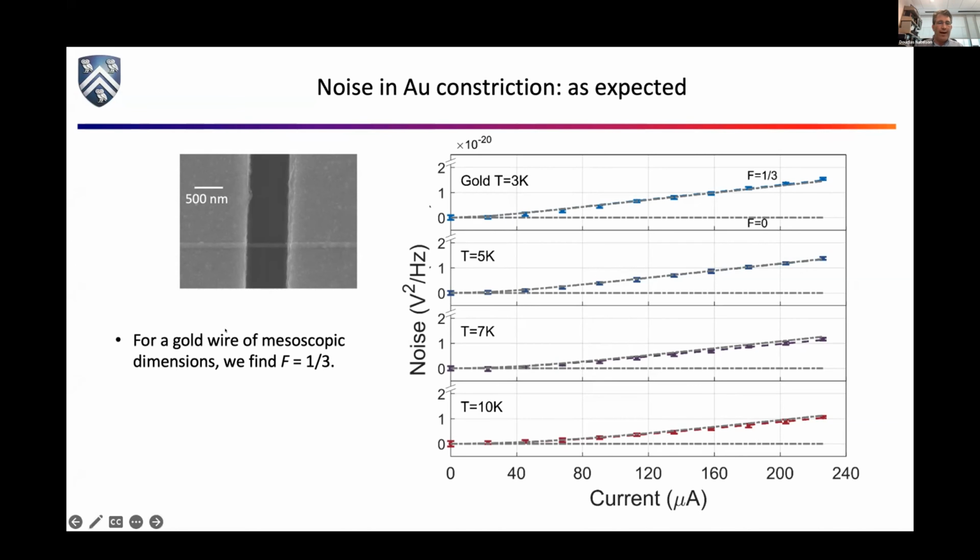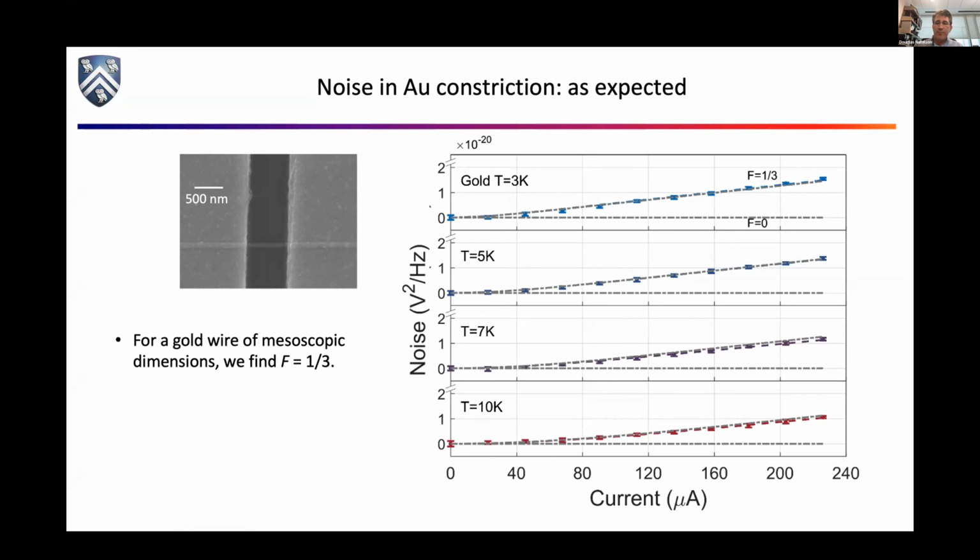But here you have a gold wire of these mesoscopic dimensions. It's 80 nanometers wide and 500 nanometers long and tens of nanometers thick, with these big fat gold pads. And what you see is the noise, and I'm plotting it as voltage noise because that's what we actually measure, as a function of bias current, and we've subtracted off here the Johnson-Nyquist noise, the thermal noise, right? Which is why the curves all start at 0. What you see is that the data are very, very consistent with a Fano factor of a third.